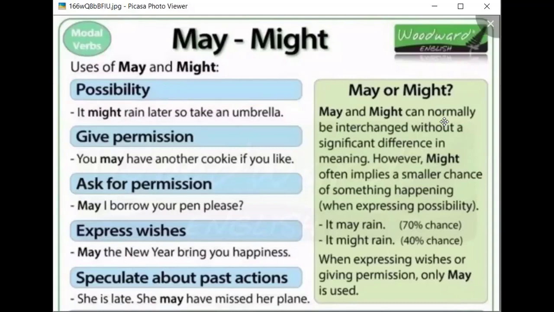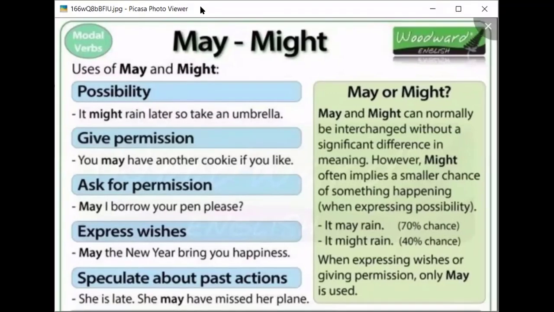May or might. May and might can normally be interchanged without a significant difference in meaning. However, might often implies a smaller chance of something happening when expressing possibility. It may rain, 70% chance. It might rain, 40% chance. When expressing wishes or giving permissions, only may is used.